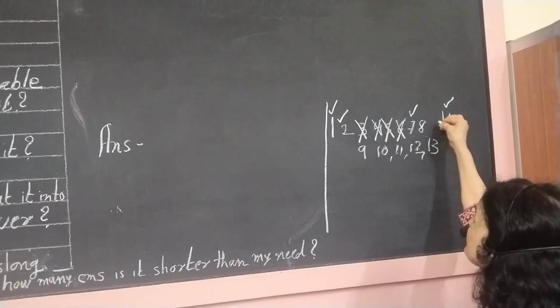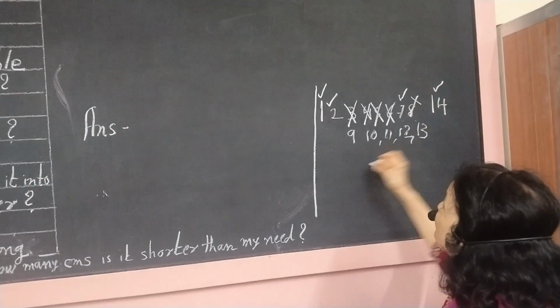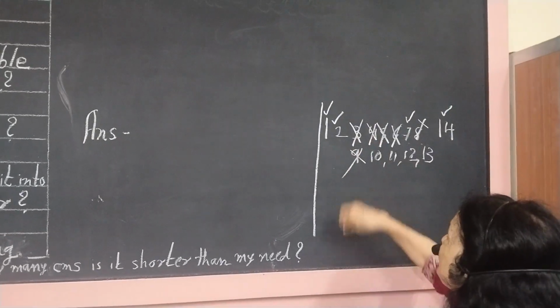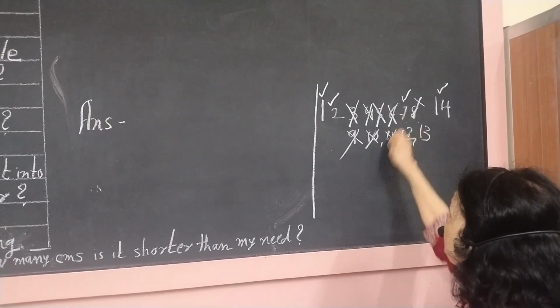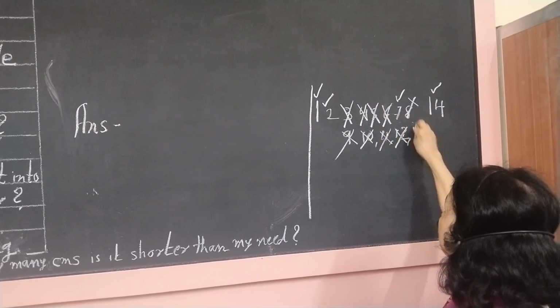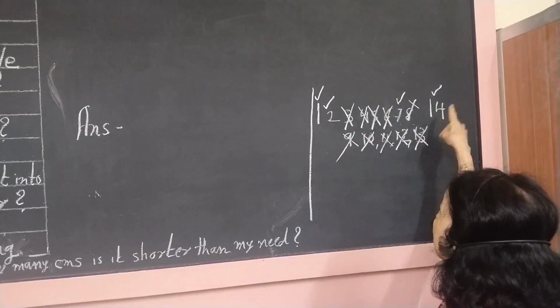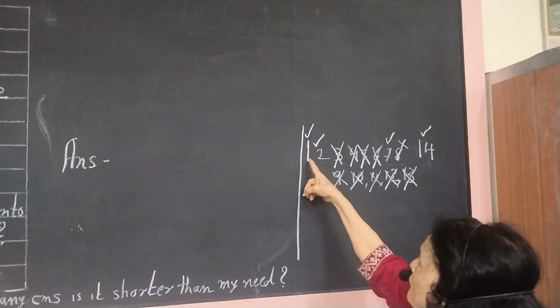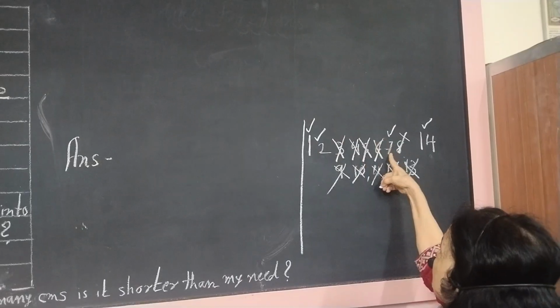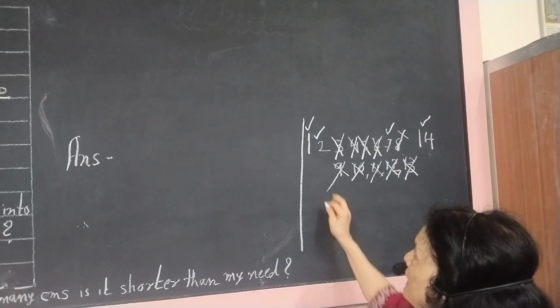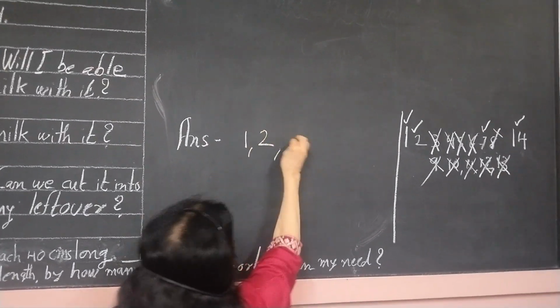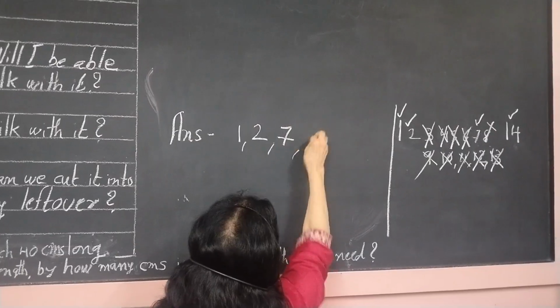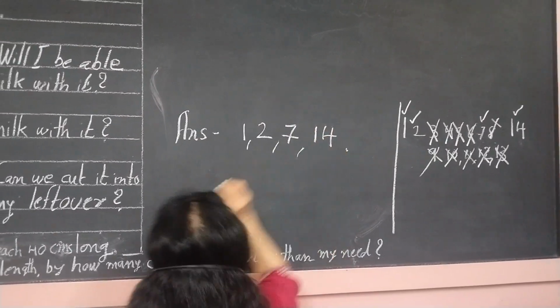Then in the table of 8, 14 is not coming. In the table of 9, 14 is not coming. In the table of 10, 14 is not coming. 11, no. 12, no. 13, no. So, the factors of 14 are 1, 2, 7 and 14 itself. So, our answer is 1, 2, 7 and 14 itself.